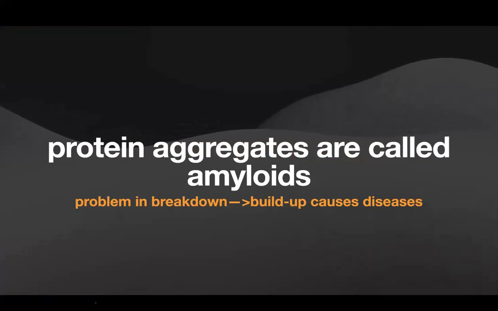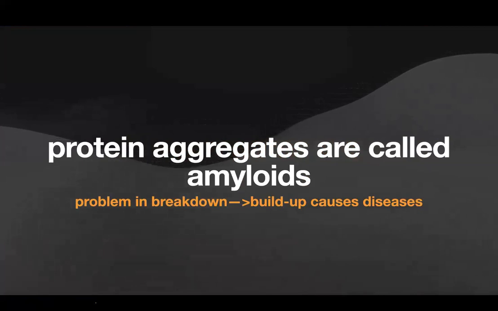And again, you have a problem in the breakdown, or they begin to accumulate, and it is the accumulation of those protein aggregates that causes disease because they are ultimately toxic. As they begin to accumulate and accumulate and accumulate, they break down the body. They begin to destroy those cells. And like I said, there are many different conditions that are caused by these amyloids.